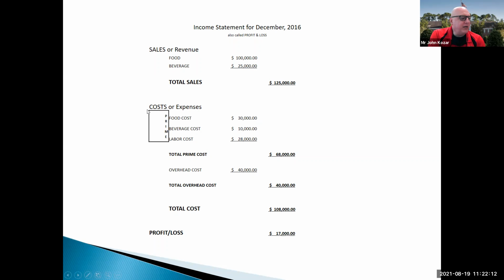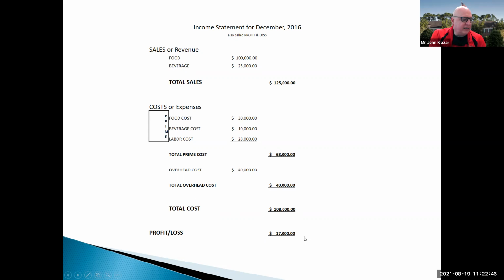So when we start looking at our costs, we have prime costs, our food, beverage, and labor costs here: 30, 10, and 28. That adds up to $68,000. We have our overhead costs, $40,000. So I'm going to put our total overhead here. And then our total cost is going to be both of those added together. The 68,000 plus the 40,000 is 108,000.